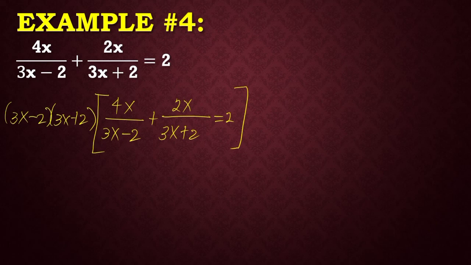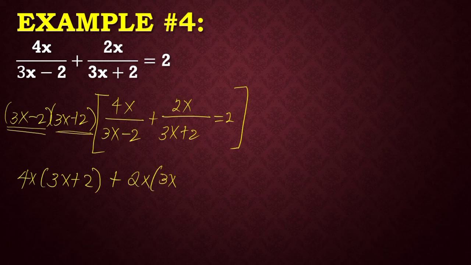So, ngayon, i-multiply natin yung LCD dun sa equation. So, for example, dito muna sa 4x over 3x minus 2. So, makakancel yung 3x minus 2. So, ang matitira na lang is yung 3x plus 2 na imumultiply sa 4x. So, magiging 4x times 3x plus 2. Next. So, kung kanina na-cancel yung 3x minus 2, dito sa kabila naman makakancel yung 3x plus 2. So, matitira na lang yung 3x minus 2. 2x times 3x minus 2 is equal to, imumultiply natin yon 2 times 3x minus 2 times 3x plus 2.